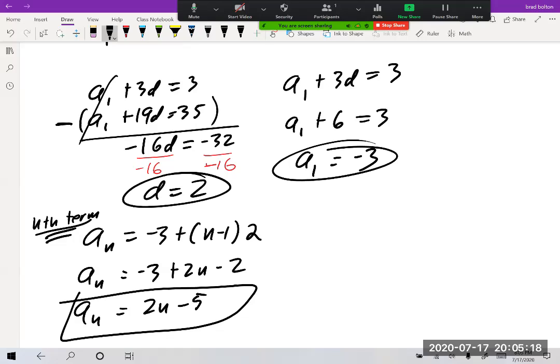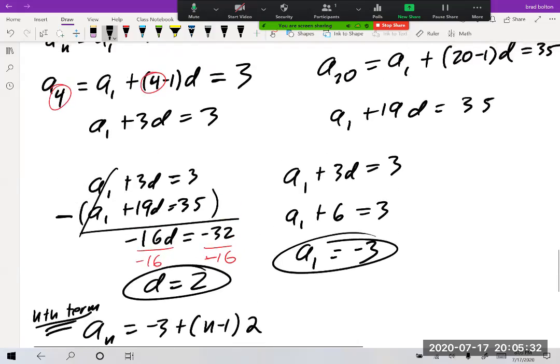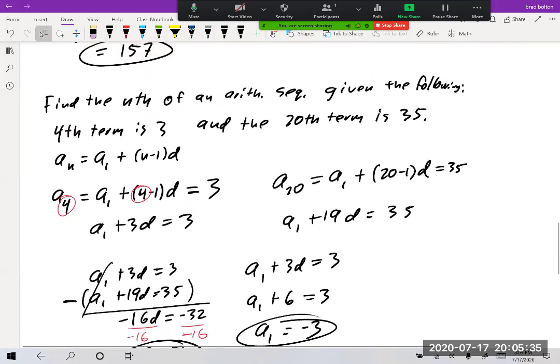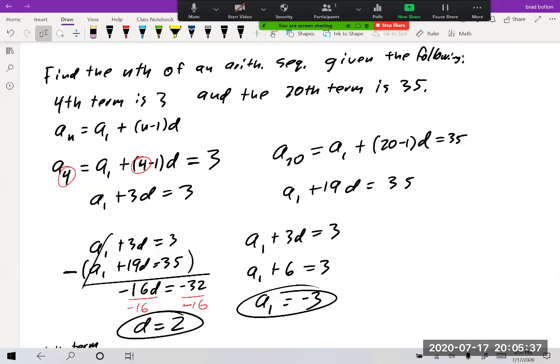Remember, if you are asked to find the general term of an arithmetic sequence, normally what you need to do is find a sub 1, the first term, and find the common difference. Once you have that, you can do anything you need. So this is a little bit harder problem. This would be one from the exam that's probably one of the hardest ones you'd get from 12.2, because they're basically giving you limited information and then making you build your own little miniature system of equations.